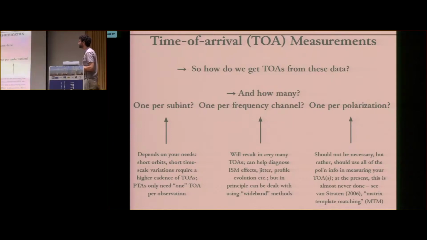And polarization, in practice, nobody is using the polarization information nowadays to measure TOAs, but there is a precedent for this. Willem van Straten has a couple of papers on doing this. It's called matrix template matching. And you're not measuring a TOA per polarization, but rather you're leveraging the polarization data to measure a more precise time of arrival. Questions?